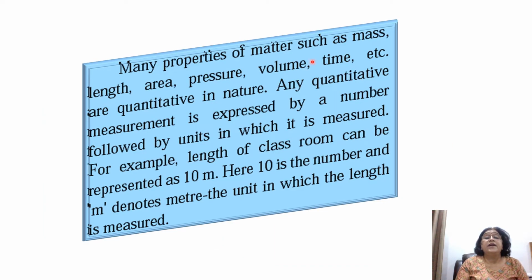Many properties are measurable. They are quantitative in nature, while some other properties are qualitative in nature. So which are quantitative properties? Mass, length, area, pressure, volume, time. These are all quantitative in nature.